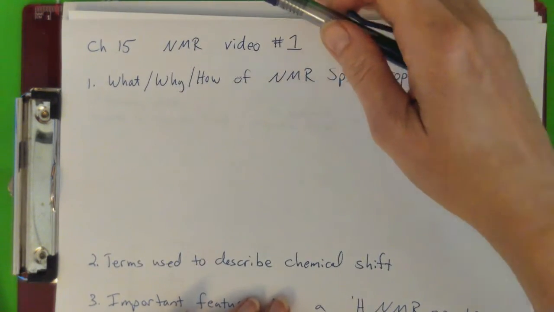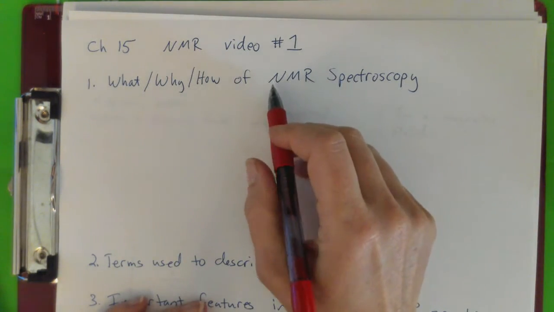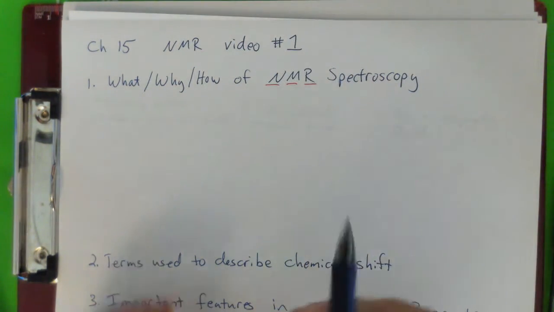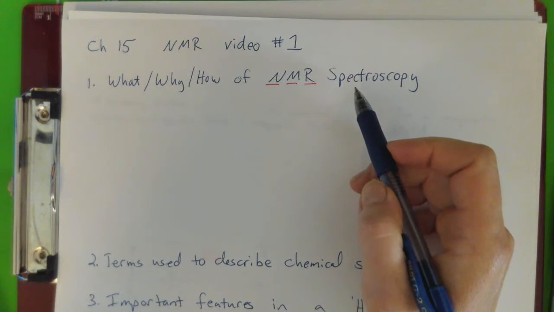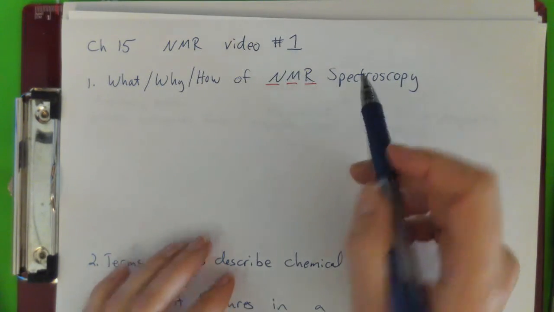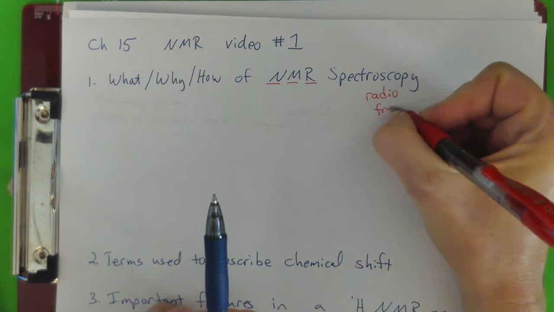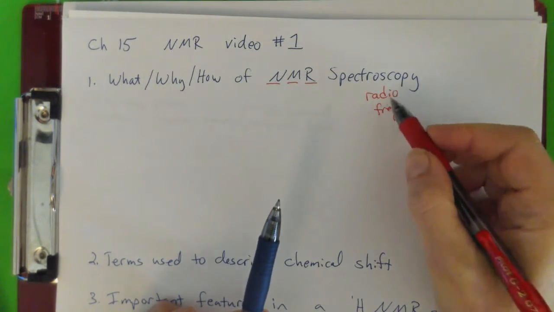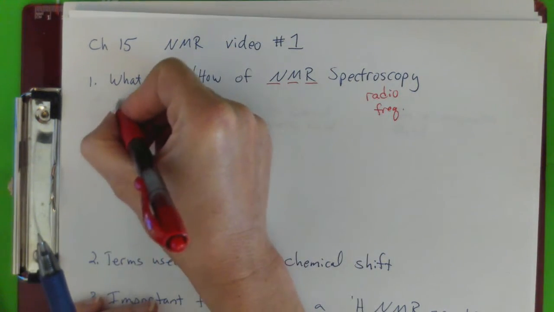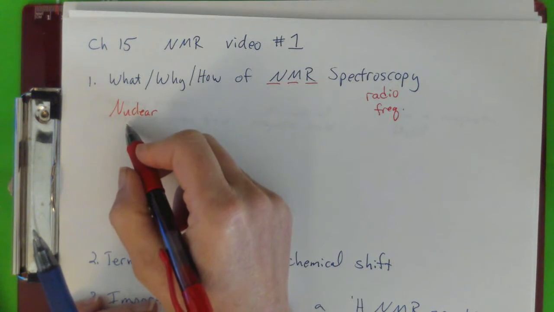So let's get started. Let's start off with what the N, M, and R stand for in NMR spectroscopy. Spectroscopy, you know, is the study of how light interacts with matter. We're using radio frequency, so I'm going to say radio frequency light or electromagnetic energy is the type of light that we're using here. The N stands for nuclear, so it must be something involving the nucleus.